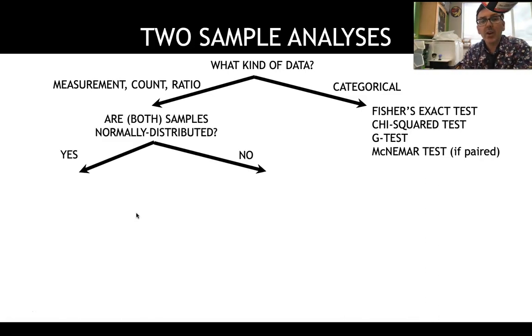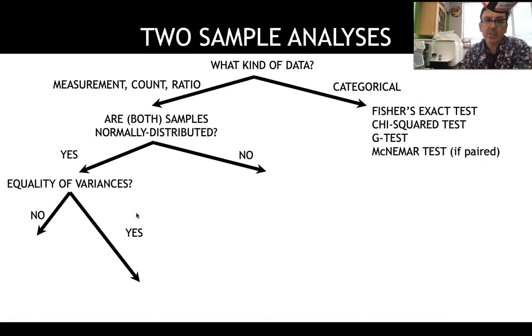Now, if we're working with the other type of data, the first thing we want to ask is, are both samples normally distributed? Yes or no. We determine that with the Shapiro-Wilk test. If the answer to that is yes, the next question is, are the variances of those two samples the same? Testing that with an F test.